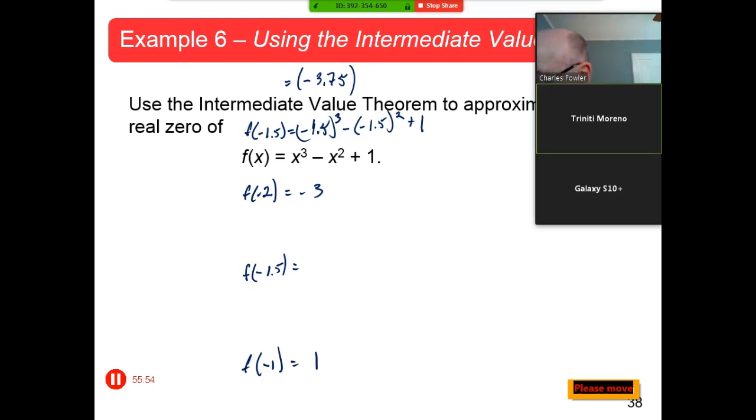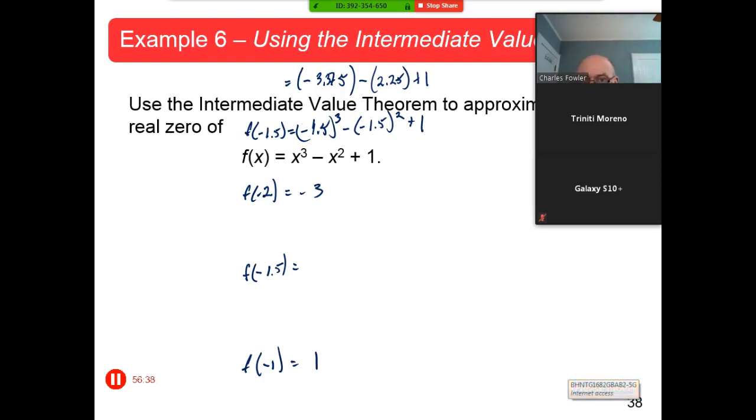It's 3.375, isn't it? Yes, sir. I thought that sounded like too big a number. Got it. Minus negative 1.5 squared, I think that's 2.25, isn't it? Yes, sir. Plus 1. So that's going to be negative 3.375 minus 2.25 plus 1.